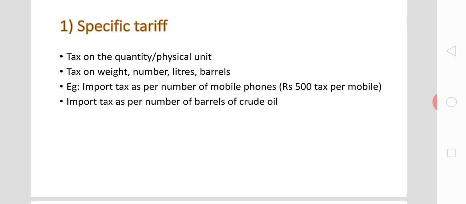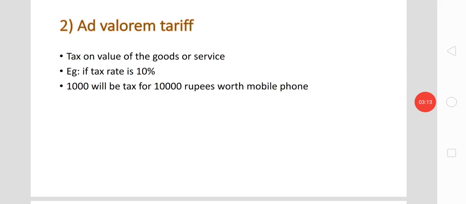For example, when we import mobile phones from China, the tax could be 500 rupees per mobile phone. That means for importing each mobile phone, the importing company, that means the government will get 500 rupees per mobile phone which is being imported. This is specific tariff. Second one is ad valorem tariff.